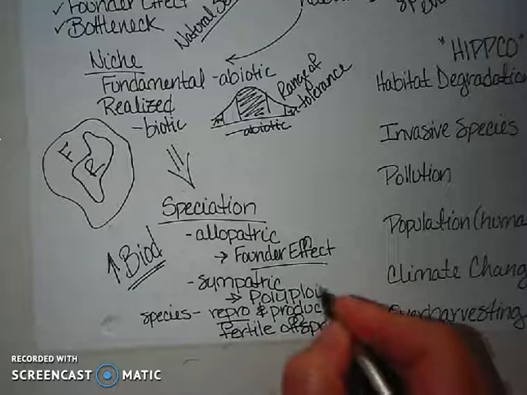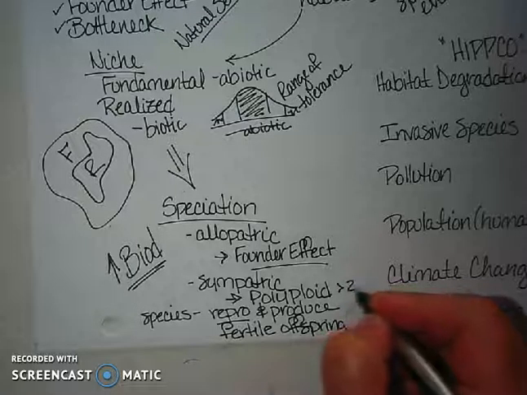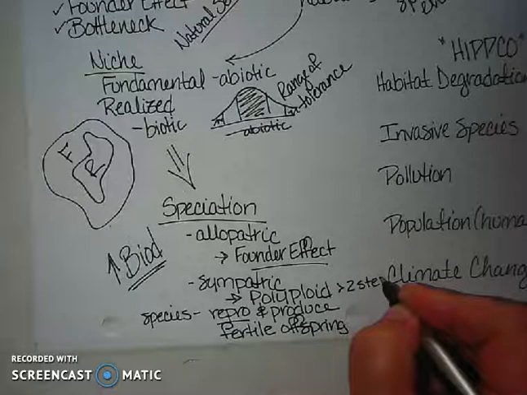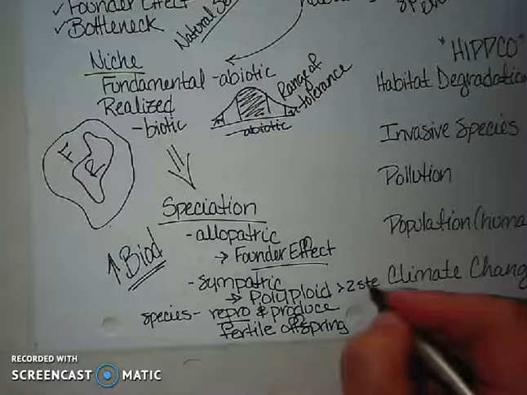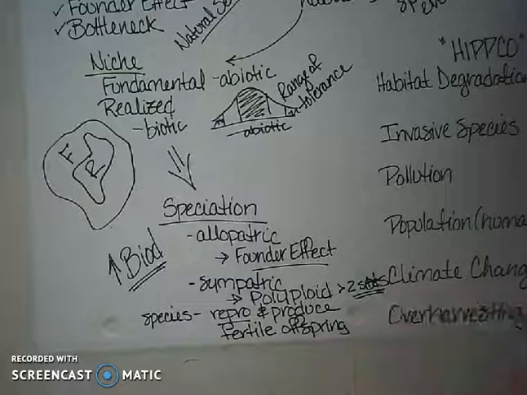The other way to get new species is polyploidy, and that's called sympatric speciation. Polyploidy is when you have more than two sets of chromosomes. More than two sets of chromosomes. Usually in polyploidy, you'll have like 4 or 6 or even possibly 8 sets of chromosomes. It can be very wide.